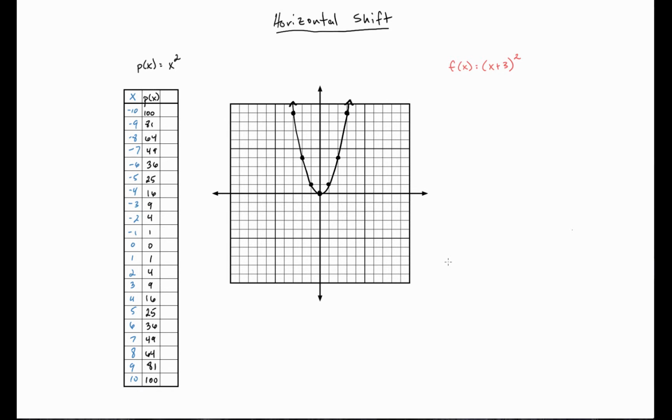So now let's go ahead and talk about a horizontal shift. This is something that is sometimes a little confusing because it almost seems like it works backwards. So we'll look at an example.